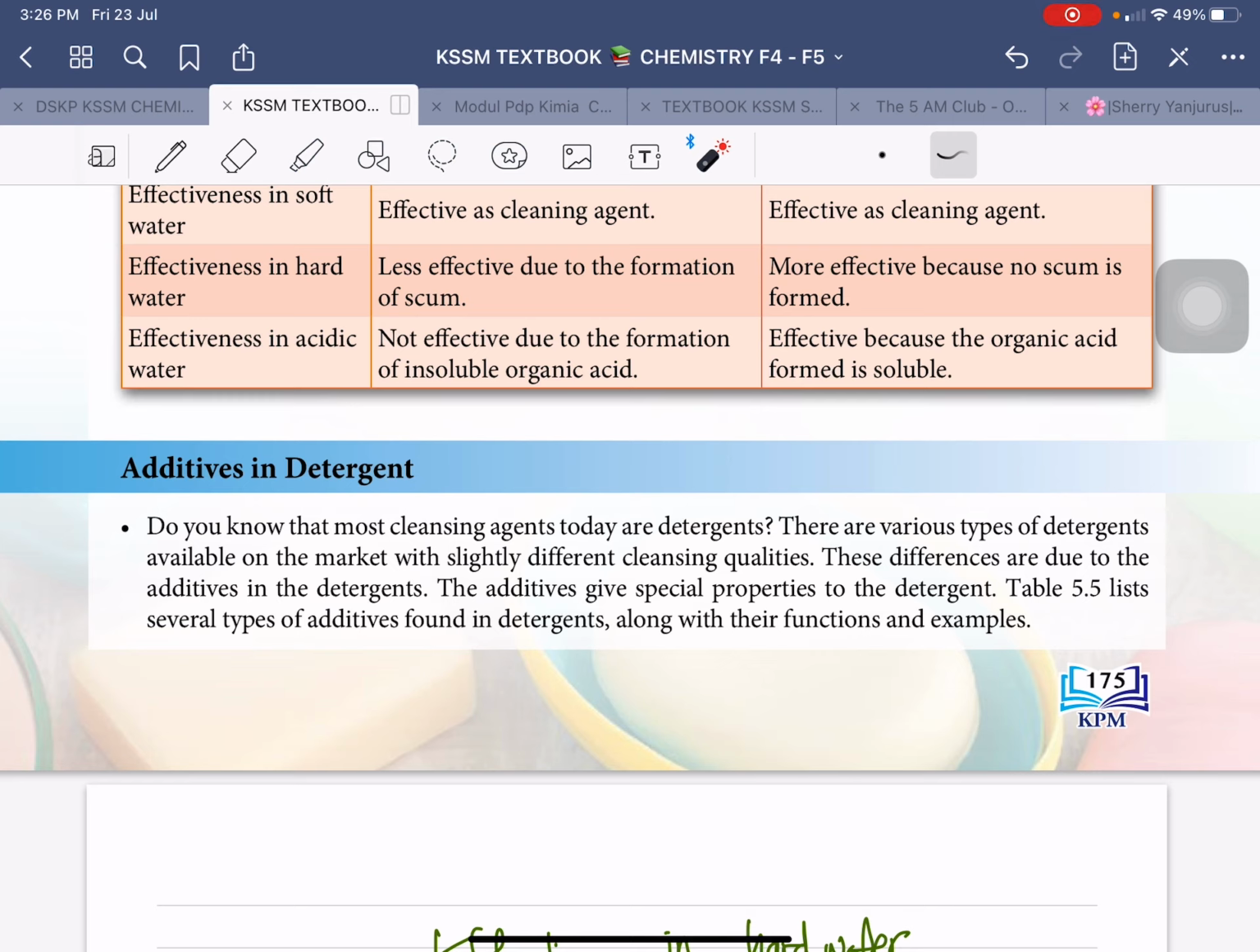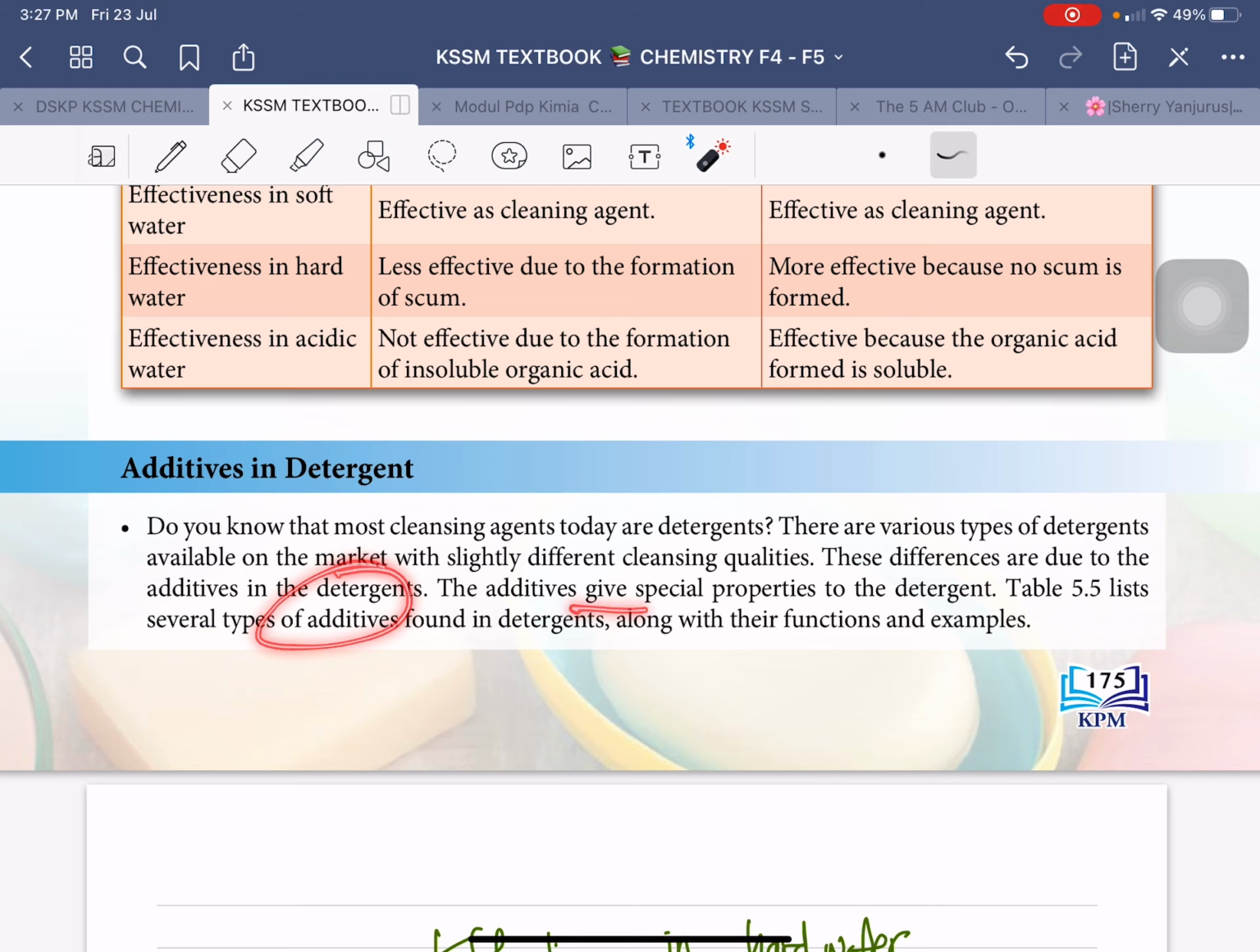A lot of jenama available kan. Tapi kenapa berbeza? So kadang-kadang you use Top kan. There's one jenama detergent Top. I use Top actually, and then I saw a lot of other brands also. So why are they different? These differences are due to the additives, tambahan bahan tambah dalam detergent.